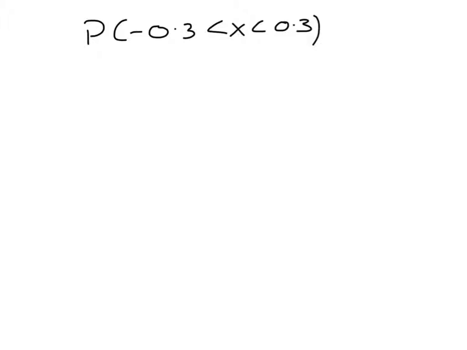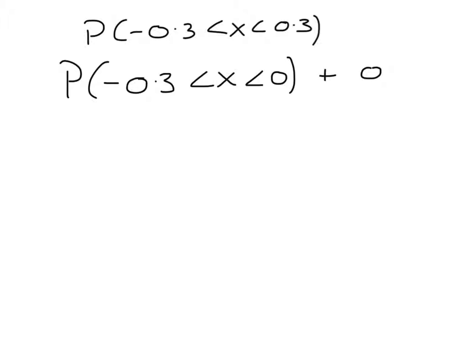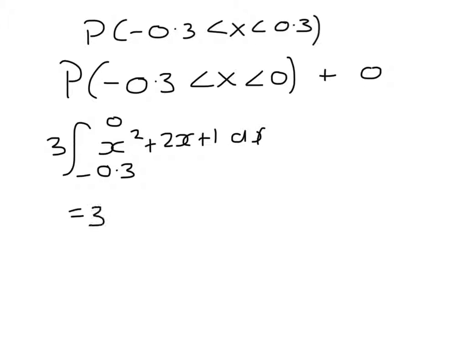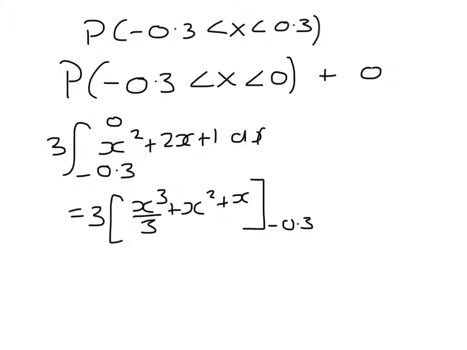Part 3, we're asked for the probability from -0.3 to positive 0.3. And this takes me back to the first point I made. That is the probability for the formula from -0.3 to 0, because that's the only range that it's true, plus 0, because otherwise it is 0. So sum of the probabilities, integrate, 3 upon x squared plus 2x plus 1, which gives us 3 upon x cubed over 3 plus x squared plus x, substituting -0.3 and 0.